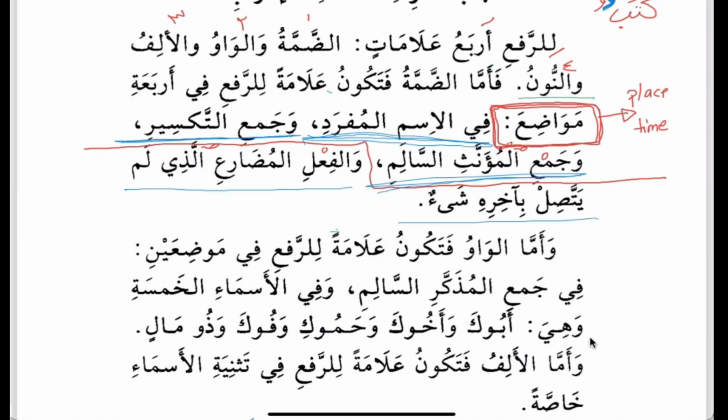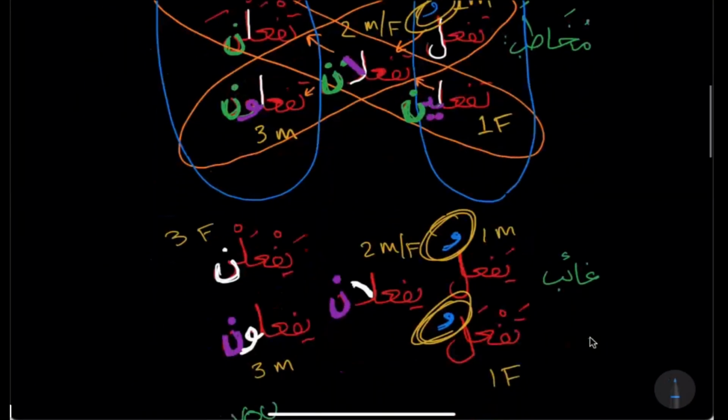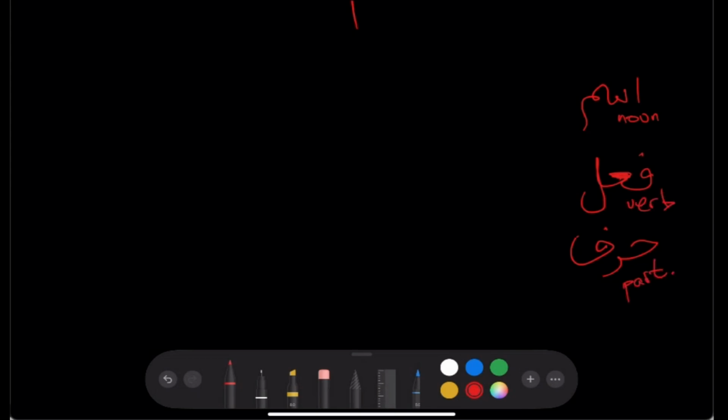Which actually reminds me, I want to show you something. Bismillah. So, what kinds of words do you have? You have ism, fi'l, and harf: noun, verb, and particle. We said there are four cases of i'rab: rafa', nasb, jar, and jazm.